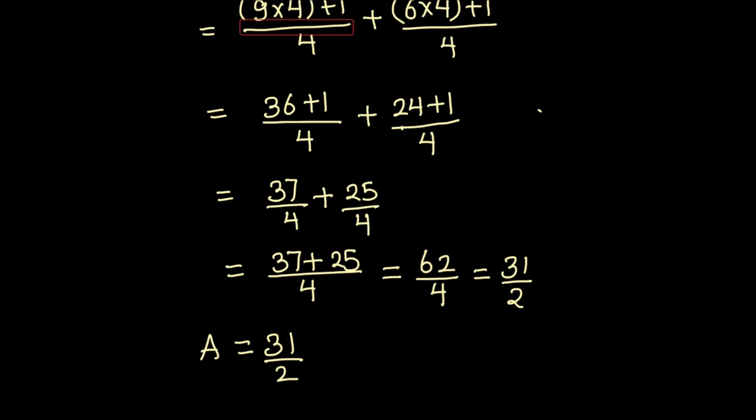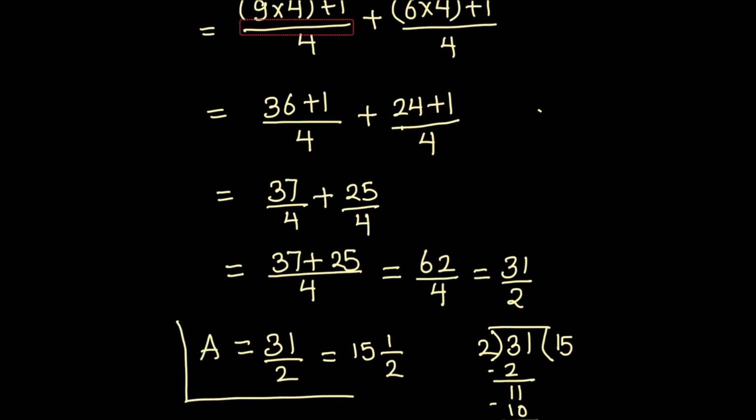Or if we want to write it in terms of a mixed fraction, we divide it by 2. So 31 divided by 2: 2 times 1 is 2, 1 is remainder. Then we drop down 1, 2 times 5 is 10, and 1 is remainder. So in our mixed fraction, this will be 15 whole 1 upon 2. This is our final answer for the first example.